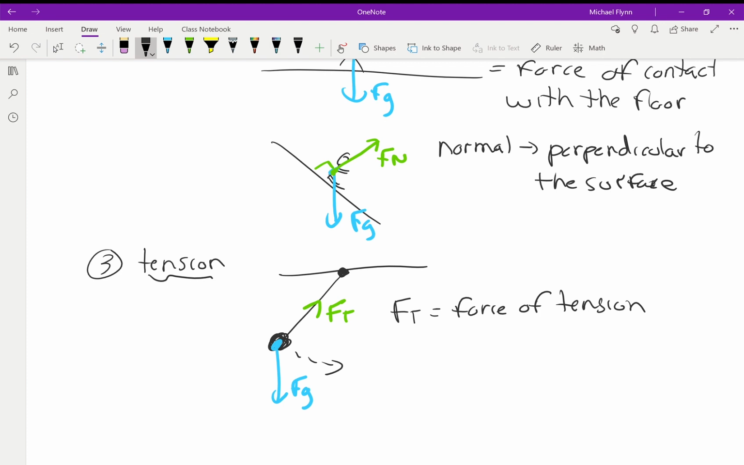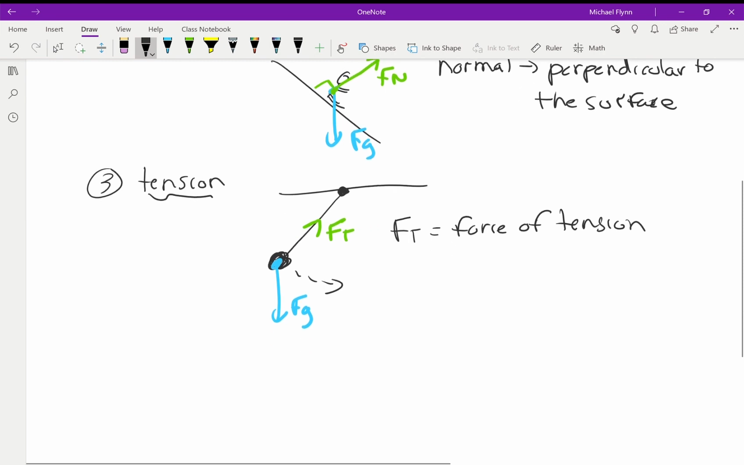Ropes can only pull, right? Whereas a surface can only push. So normal force is a push, but tension is a pull. In other words, if there's a rope attached, it's always pulling in the direction of itself, never pushing. Okay, so anyway, that is tension.